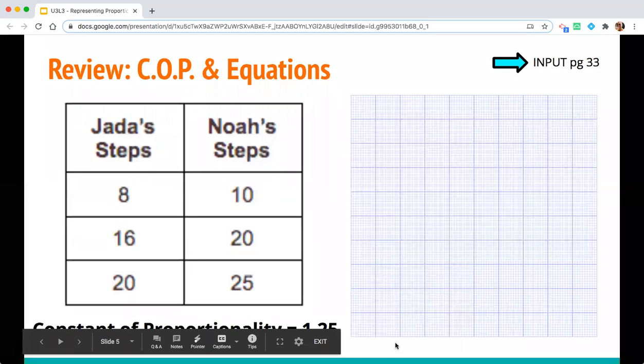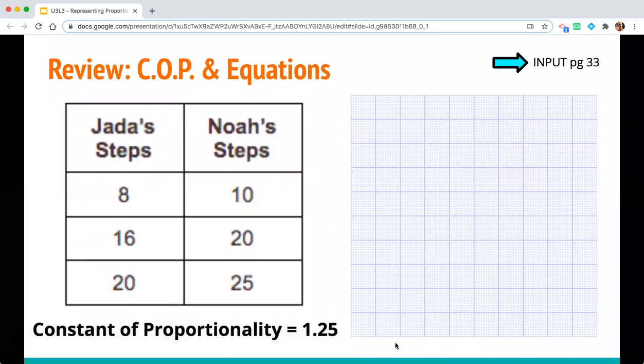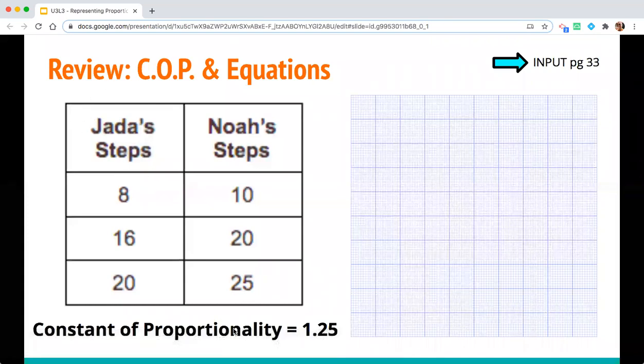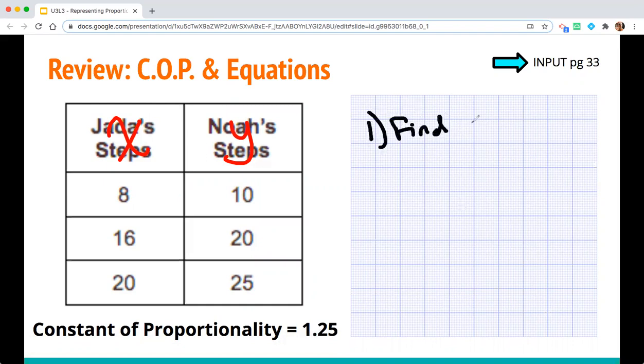So we're going to go ahead and take some notes now, reminding us how to write an equation when we know the constant of proportionality. So we've already found the constant of proportionality for this table is 1.25. Remember that we're saying Jada is x and Noah is y because x is the first thing we see in the table. That's the math convention. So we know to find the constant of proportionality is y divided by x.